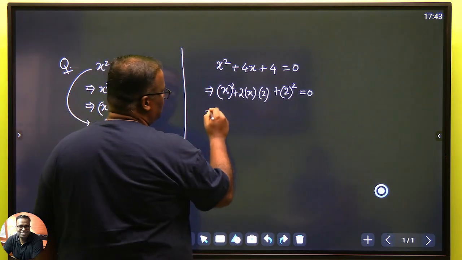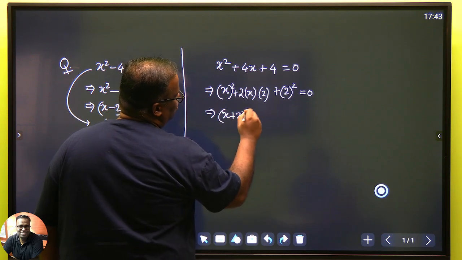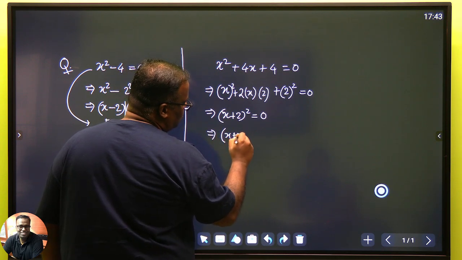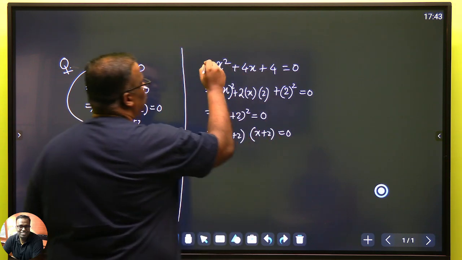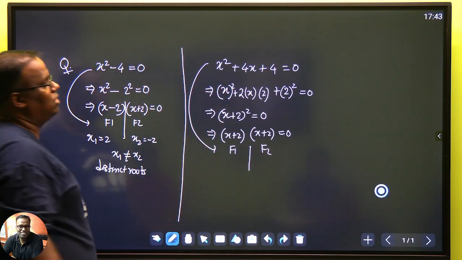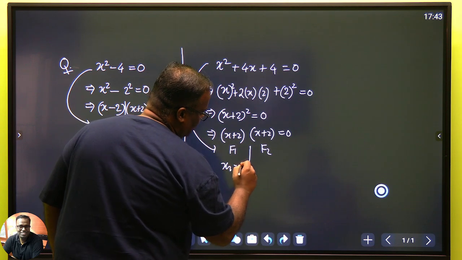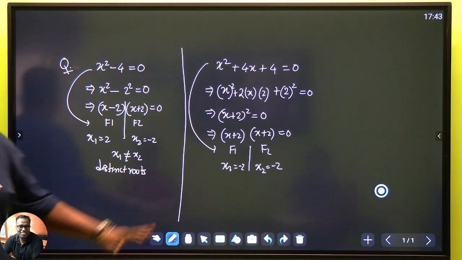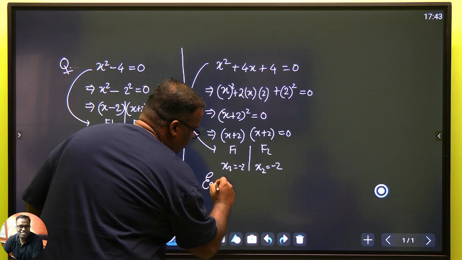So what does it land you at? It lands you at x plus 2 whole square is equal to 0. Now x plus 2 whole square equal to 0 means x plus 2 multiplied by x plus 2 is equal to 0. Tell me, did two factors come again, f1 and f2? But now you have an interesting story. Your x1 is equal to negative 2, and your x2 is also equal to negative 2. Did you understand? Such a scenario we call equal roots.